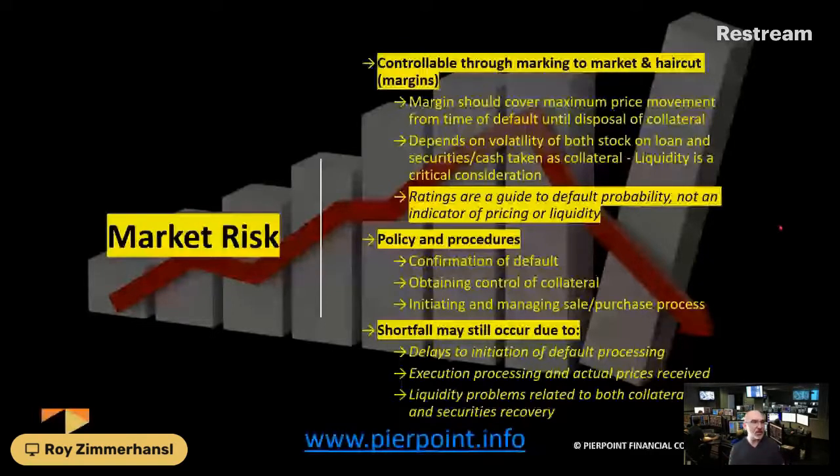And of course, there's the liquidity problem. If Lehman had a big position in a particular stock, and they gave that as collateral to 10 counterparties, then all 10 of those counterparties are going to be trying to sell exactly the same stock. So there are lots of different issues that you have.